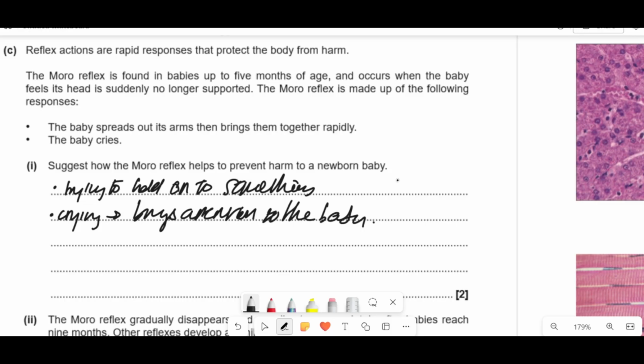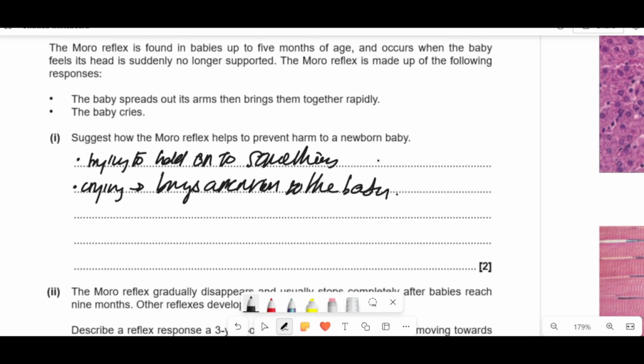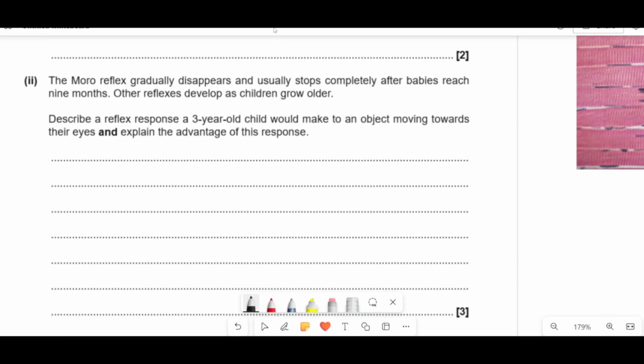But yeah, if there's problems with that, it can suggest things going on. It can also be things like neurological damage and all kinds of bits and bobs. And also they can come back if things like that happen. Oh, and that's actually what's going on here. It says the moro reflex gradually disappears and then stops completely after babies reach 9 months, and then others develop as children grow older. Describe a reflex response a 3-year-old child would make to an object moving towards their eyes and explain the advantage of this response.